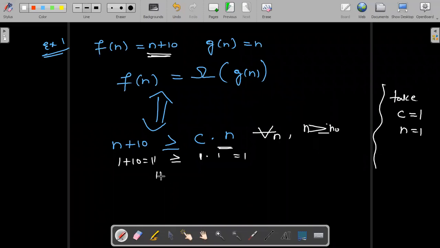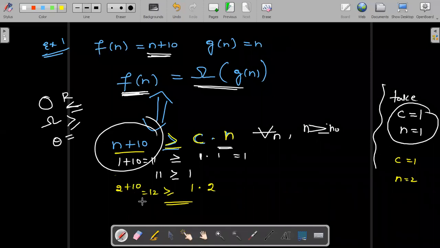Now you tell me, 11 is greater than or equal to 1. For n equal to 1 itself, it is holding the value. Yes or no? Please tell me now. That is the reason why, whatever the constant value, it will change. Whether you want to prove bigger or smaller, the constant will help you. Clear? Everybody clear? Please let me know if you are clear.